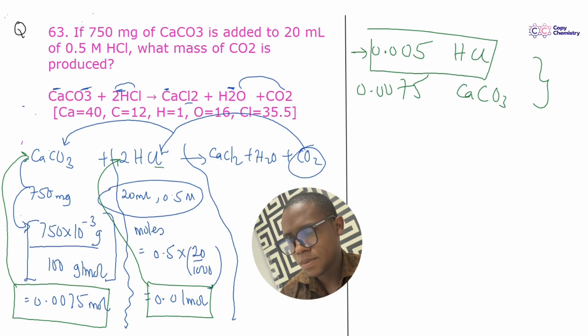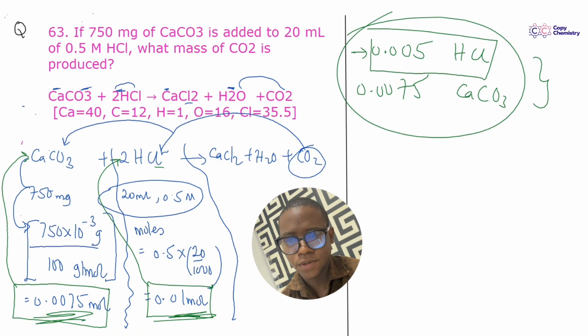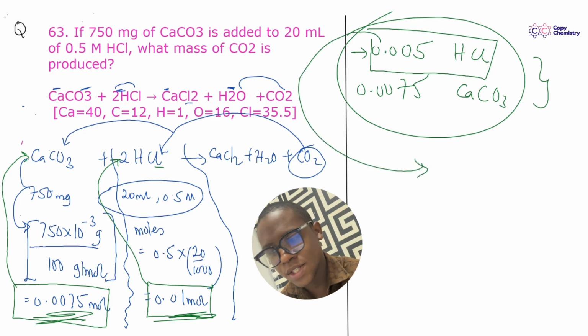You see, it might not be so obvious here because this is 0.0075 and this is 0.01. So you don't judge by the number of moles. You judge by this ratio. So go ahead and divide it by the stoichiometric coefficient, then get the ratio, then judge. So our answer is that HCl is our limiting reagent.